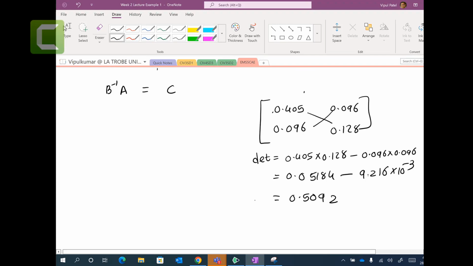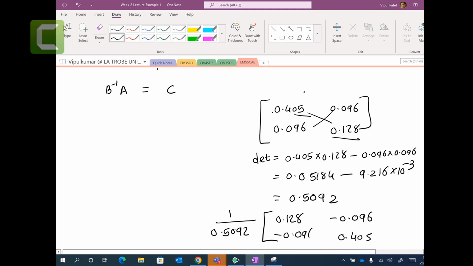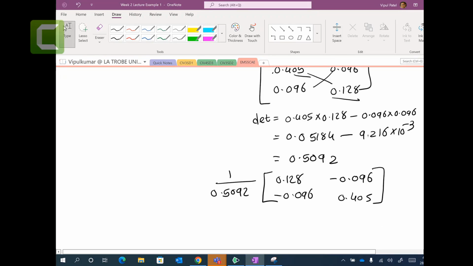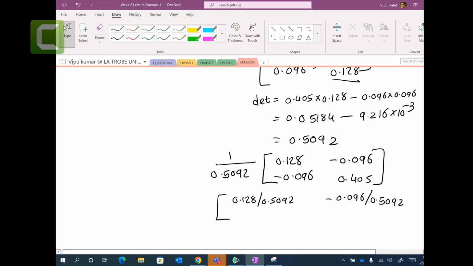Now, if I want to find the inverse of this matrix, with the determinant 0.05092, we swap these numbers, and for the other two we don't change them, but we just put the minus sign in front of it, right? So that's how we do the inverse, and we divide everything inside by the determinant. So 0.128 divided by 0.05092, minus 0.096 divided by 0.05092, and minus 0.096 divided by 0.05092.